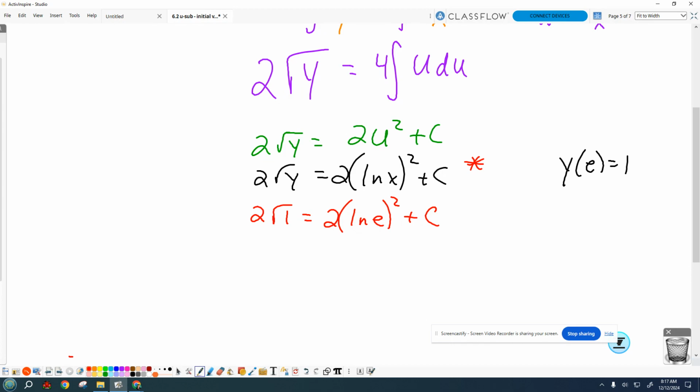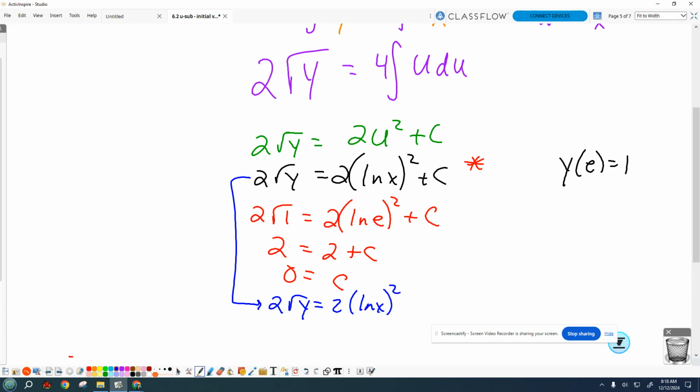How will that work? What does c come out to be? What's natural log of e? E to what power is e to the first? 1 squared is 1, 2 times 1 is 2. What is c? Oh, well, that's nice. C is 0. So now that I've solved for c, I'm going to go back to where I had my little asterisk, and I'm going to say, okay, well, the equation is 2 square root of y, plus c, that c was 0.